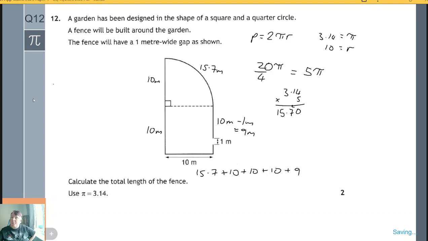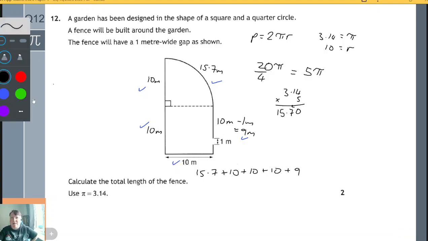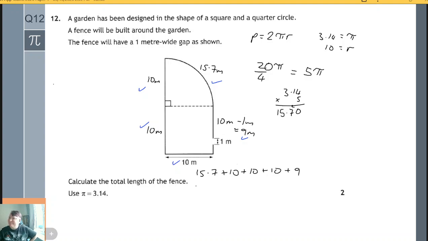So I've got my 1, 2, 3, 4 sides and my curved edge. I'm glad we're getting to the end of the paper. I'm starting to lose the ability to speak. Right, so 15.7, 25, 35, 45, 54.7 meters. There we go. I would say by 55, so you've got a bit of extra.